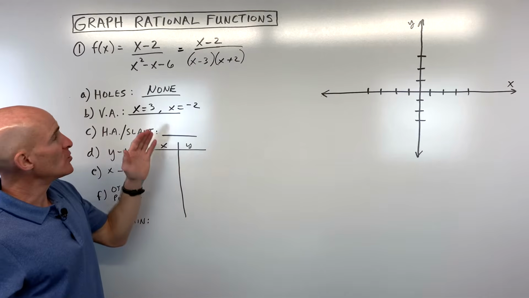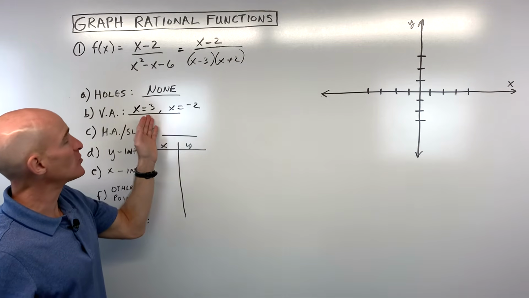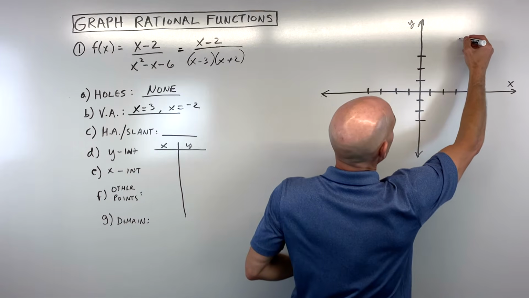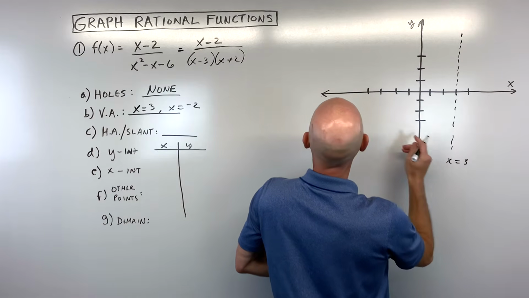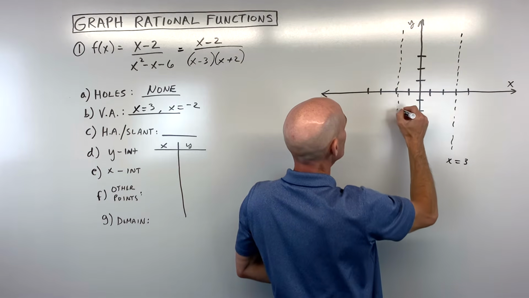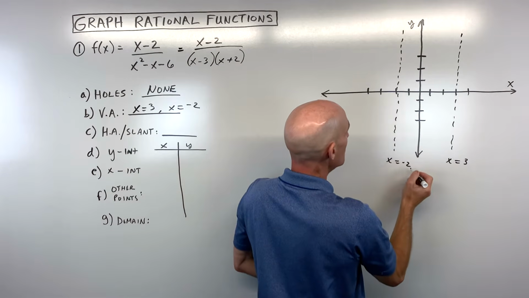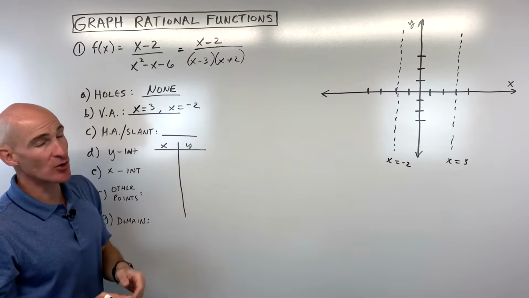Now, as I figure things out over here, I like to graph it as I go. So x equals 3 is a vertical line right here. And x equals negative 2 is also a vertical line going through negative 2. Okay, so now let's talk about the horizontal asymptotes or the slant asymptotes.